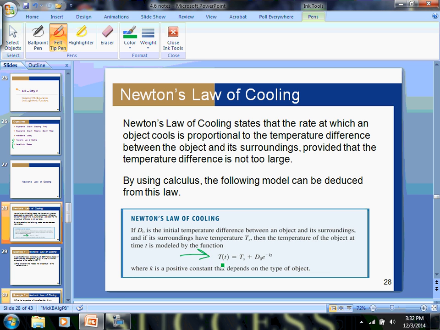We have T of t, so that's going to be our final temperature after a certain amount of time. T sub 0 is going to be the temperature of the surroundings. Then we have D sub 0, the temperature difference. And then we have e to the negative kt. k is going to be a constant, and t is going to be time.